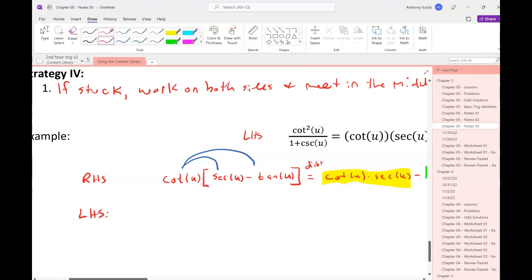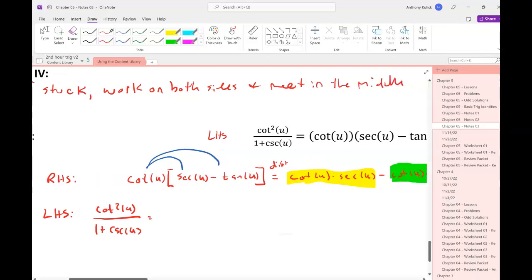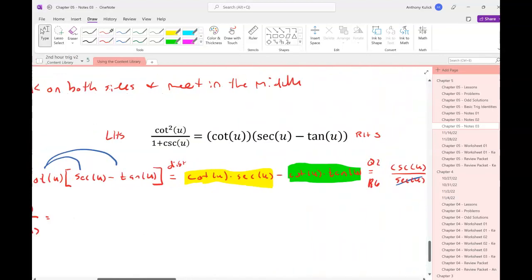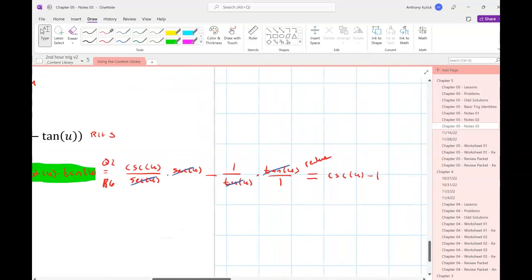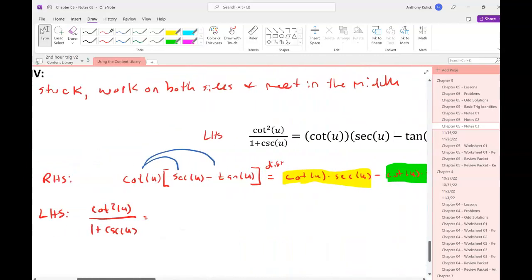And now I'm going to work on this left-hand side and see if I can get to 1 minus cosecant plus 1, or minus 1. Minus 1. All right, I'm going to just speed this up real quick since we're almost out of time.